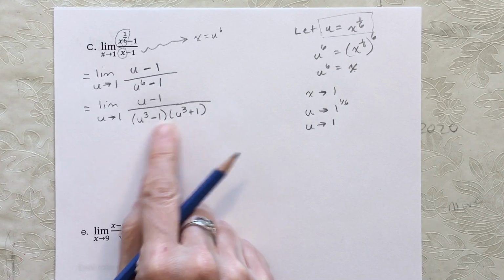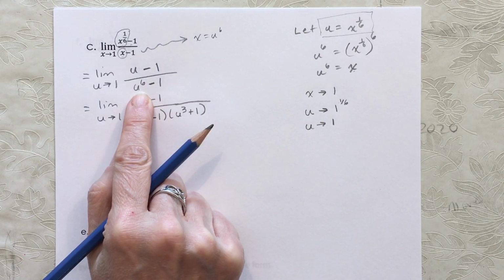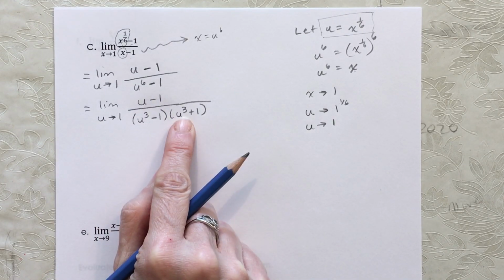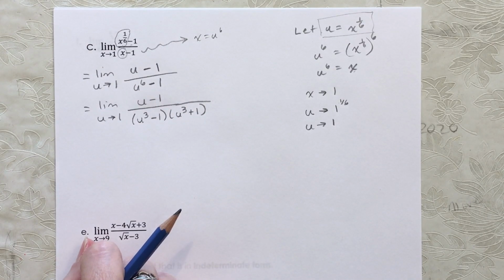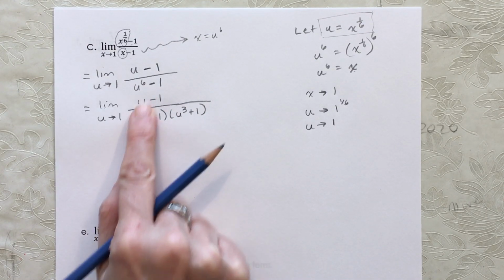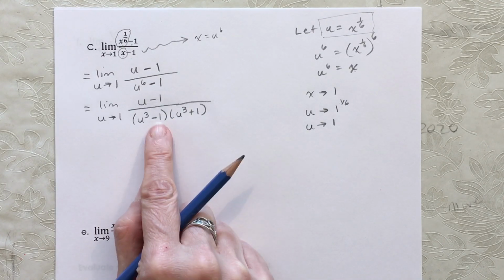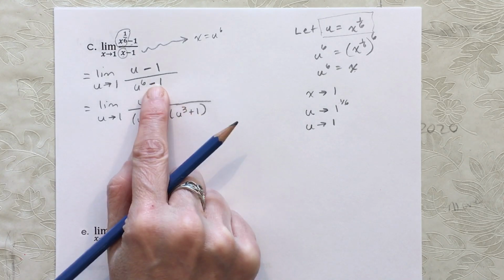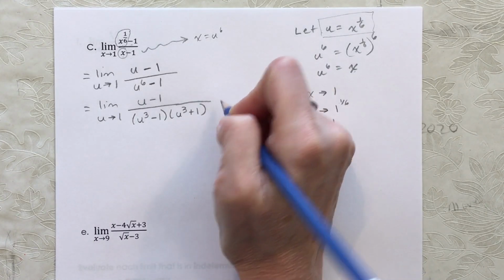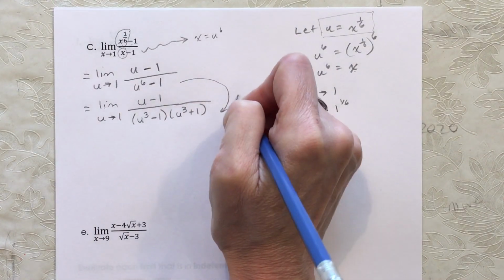And if you try that, if you FOILed it out, you'd get back to u to the 6 minus 1. So u cubed times u cubed is u to the 6, because you keep the base and add the exponents. Then you'd have a plus u cubed and a minus u cubed. That would add to 0. And then negative 1 times positive 1 would give you the negative 1. So it is a difference of squares. So to get from here to here, we did difference of squares.